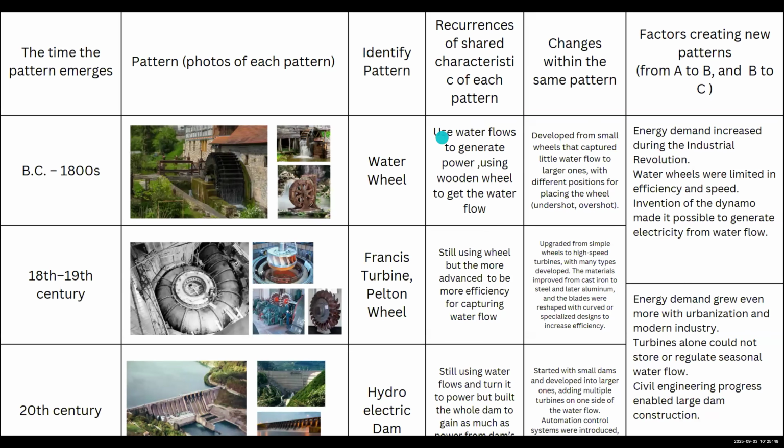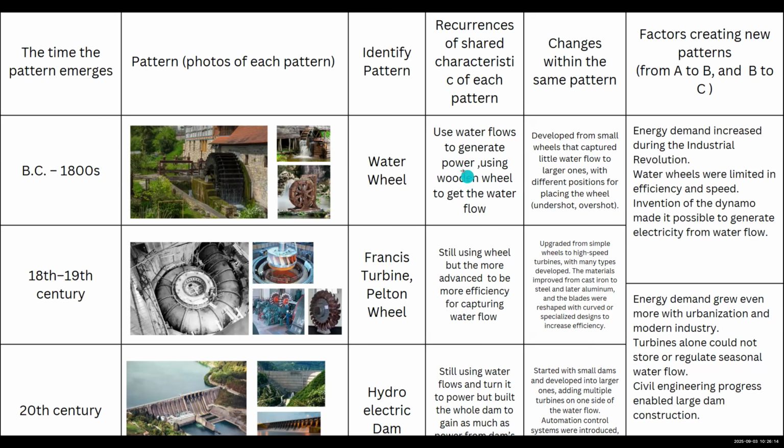There are three main states here. The first state is water wheel. People use it in 1800s. It used to flow the water to turn a wooden wheel and make power. At first, the wheels were small, but later they became bigger with different types like undershot and overshot.